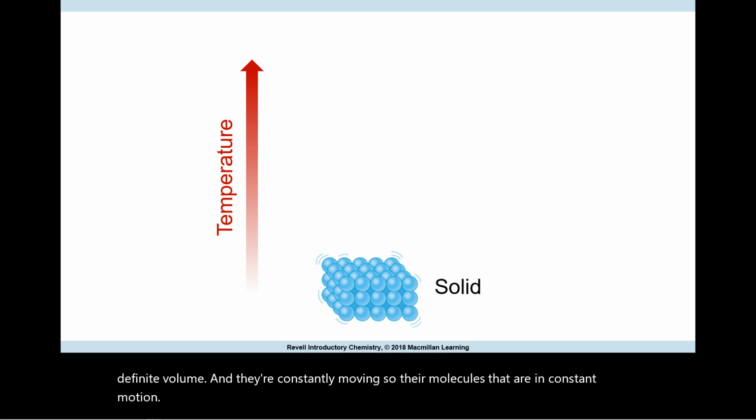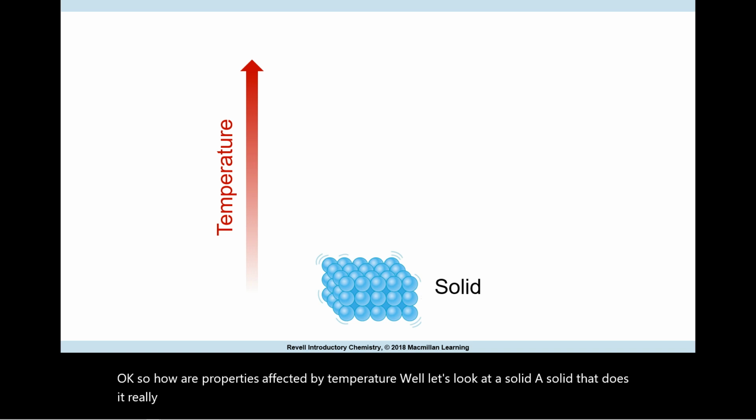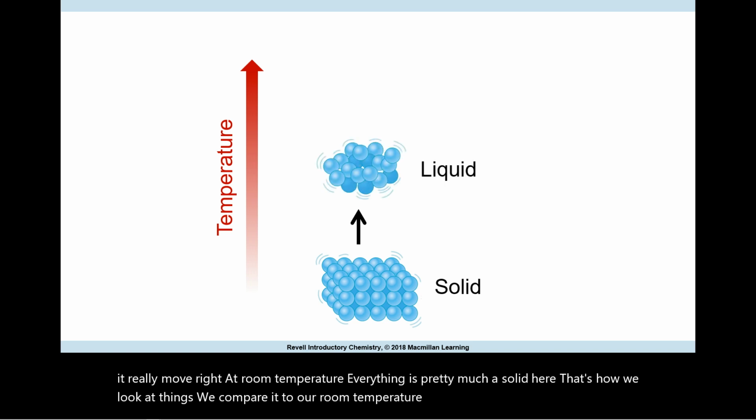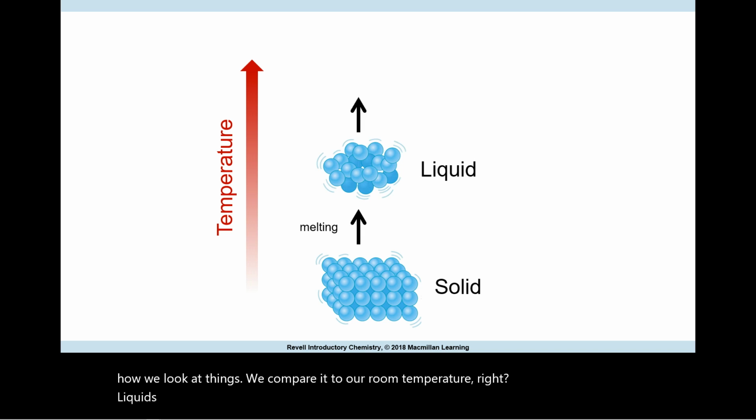Okay, so how are properties affected by temperature? Well, let's look at a solid that doesn't really move, right? At room temperature, everything is pretty much a solid here. That's how we look at things. We compare it to our room temperature, right? Solids melt to turn into liquids, right? And a liquid evaporates to turn into a gas.